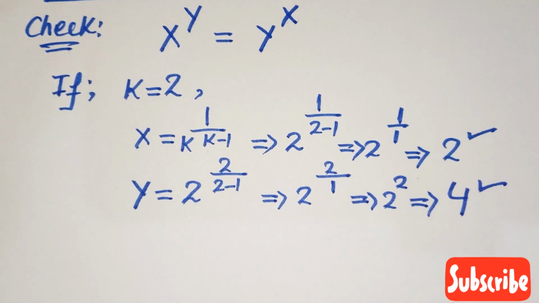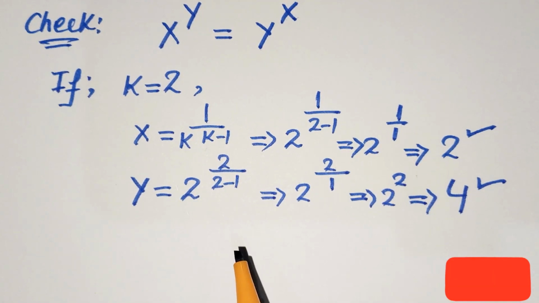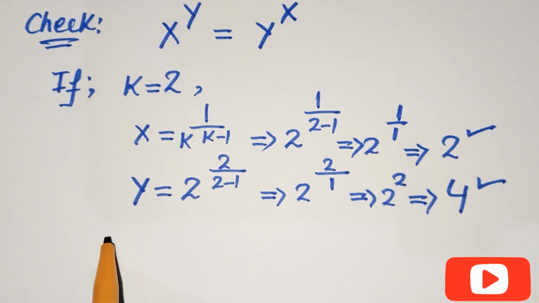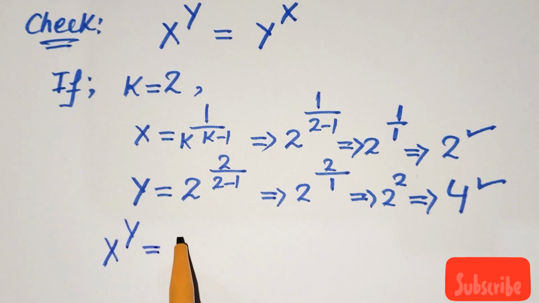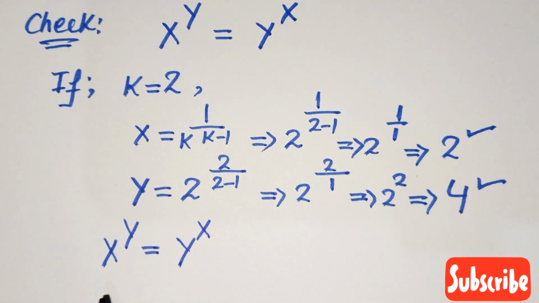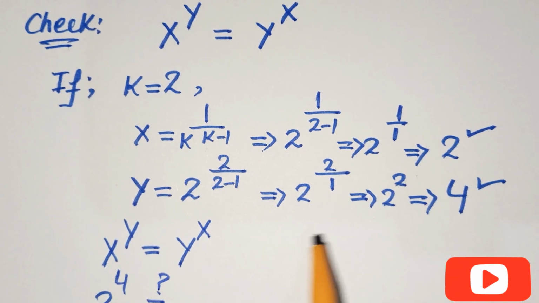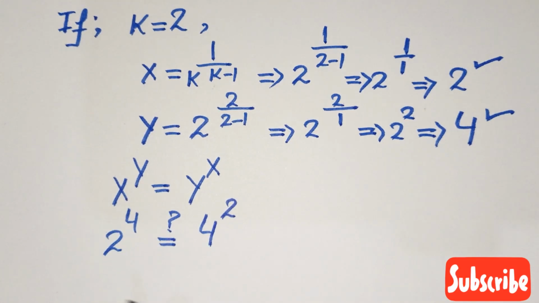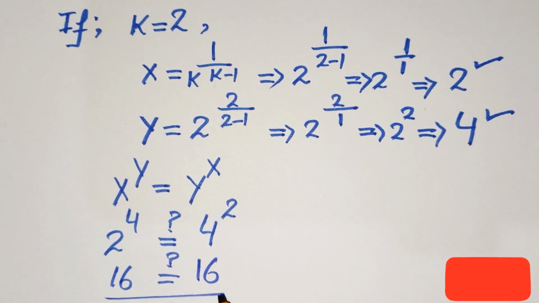So we can put these values of x and y in our question, that x raised to power y is equal to y raised to power x. The value of x is 2 and the value of y is 4. So 2 raised to power 4 is equal to 16, and 4 raised to power 2 is also 16. We see that both sides are equal, left hand side is equal to right hand side.